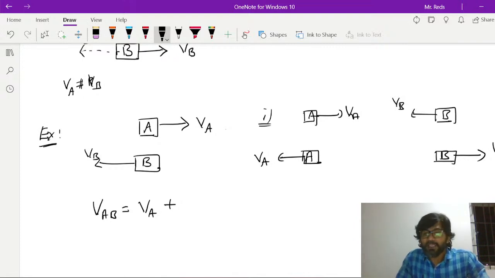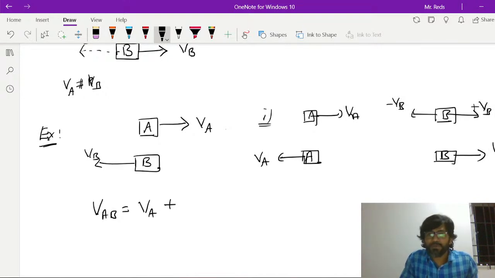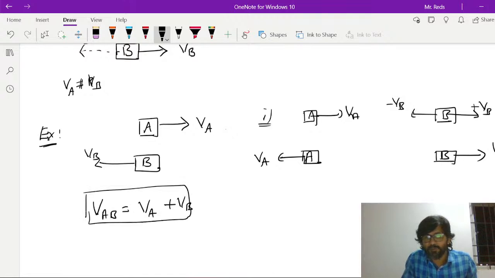Here B is moving in the negative x direction, so its reverse velocity will come in the positive direction. It is already in the negative direction, so the reverse of this will be in the positive direction. So VA plus VB, the reverse velocity of the second body, will be in this direction. This is the velocity of A with respect to B when two bodies are going in opposite directions. We have to take the sum.